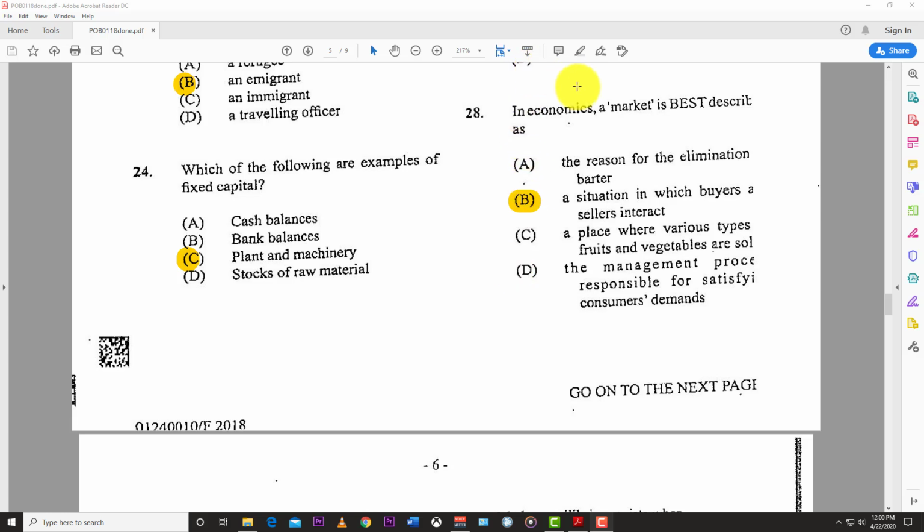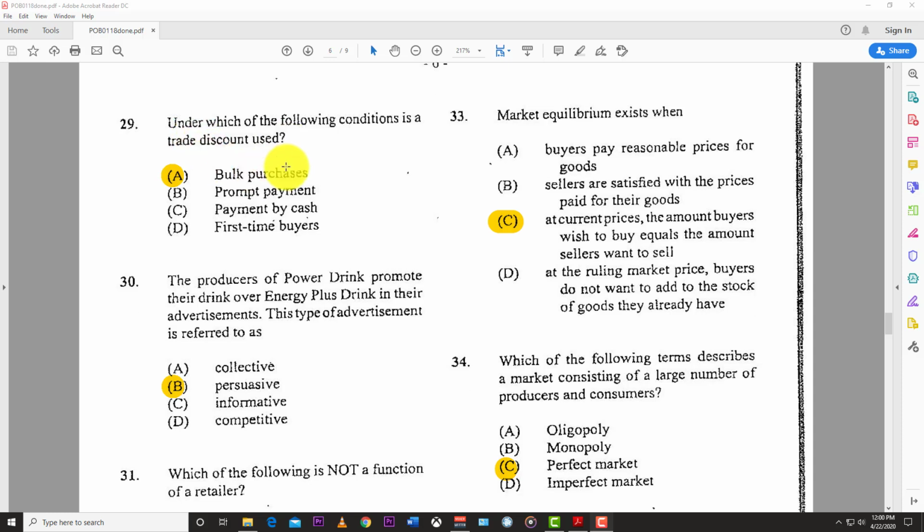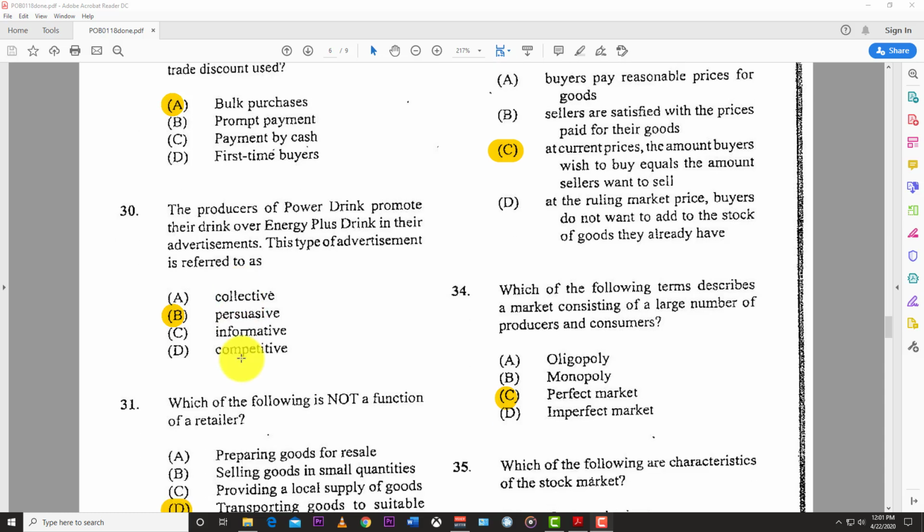All right, 28, in economics, a market is best described as, and the best answer here is B, a situation in which buyers and sellers interact. Down we go. 29, under which of the following conditions is a trade discount used? And normally a trade discount is used for bulk purchases. All right, bulk purchases. 30, the producers of power drink promotes their drink over energy plus in the advertisement. This type of advertisement is referred to as, and the best answer here is persuasive.